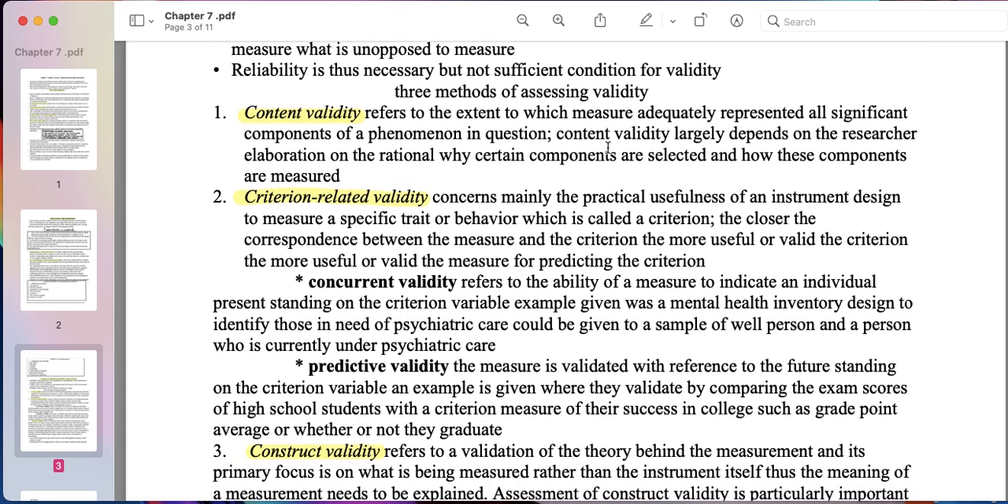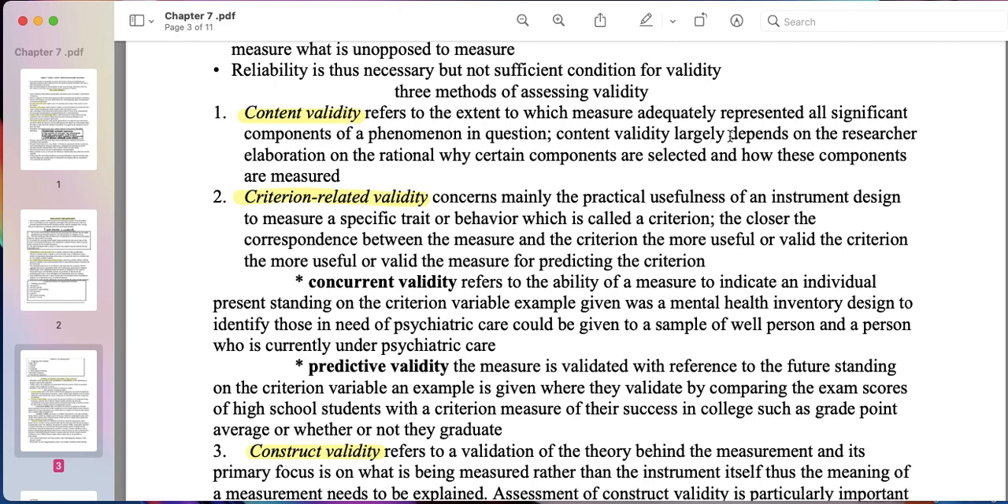These are the three methods of assessing validity. The first one was content validity, which refers to the extent to which a measure adequately represents all significant components of a phenomenon in question. Content validity largely depends on the researcher and the elaboration of the rationale for why certain components are selected and how these components are measured.